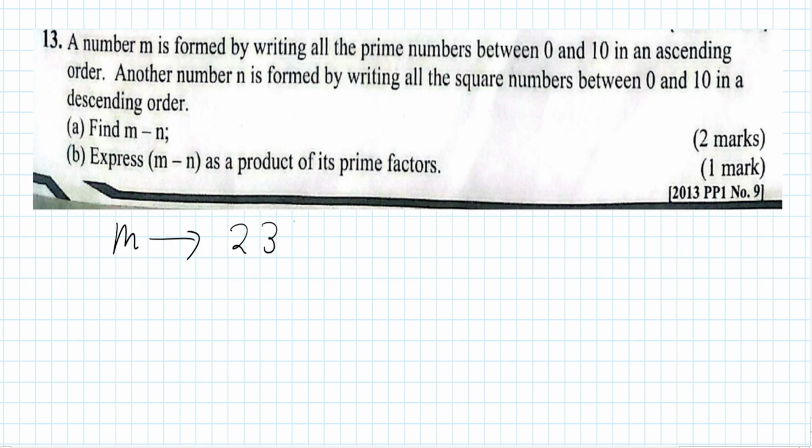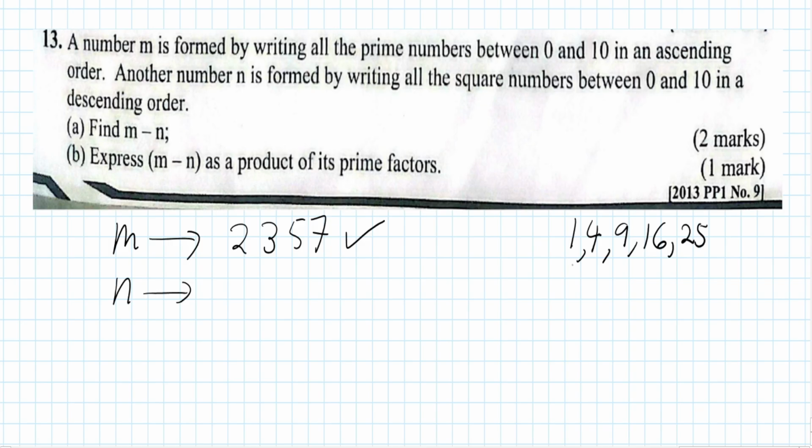2, 3, 5, and 7. So that is the number. 2, 3, 5, and 7 are prime numbers. A number n is formed by writing all square numbers between 0 and 10. So all square numbers, remember, square numbers are like 1 times 1, 1, 4, we have 9. These are square numbers. 1 times 1 is 1, 2 times 2 is 4, 3 times 3 is 9, 4 times 4 is 16, 5 times 5 is 25.